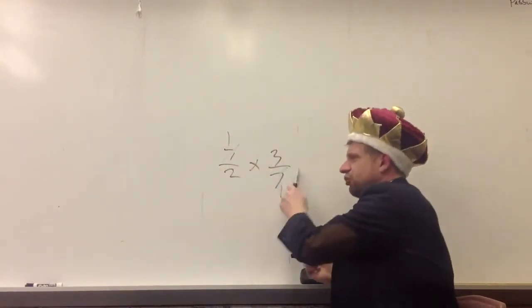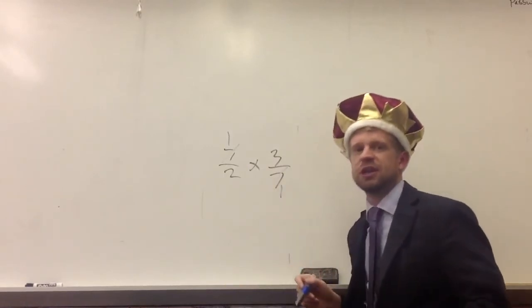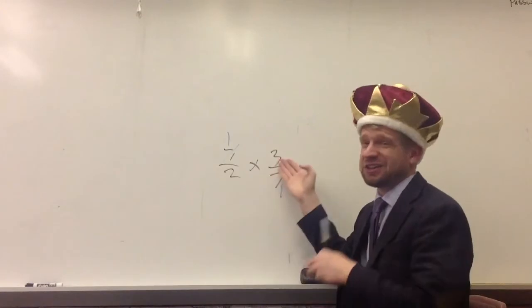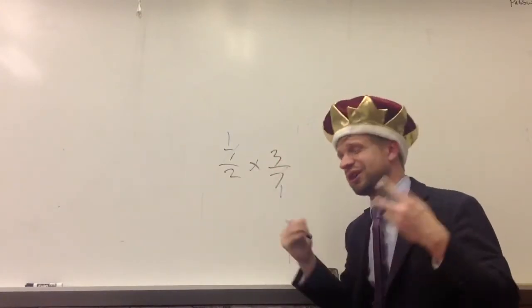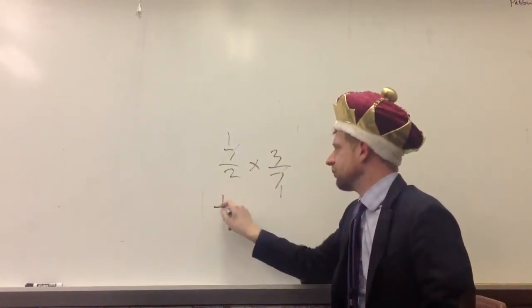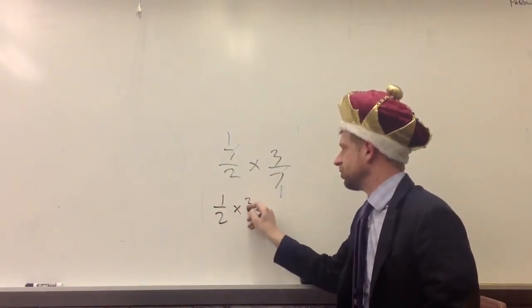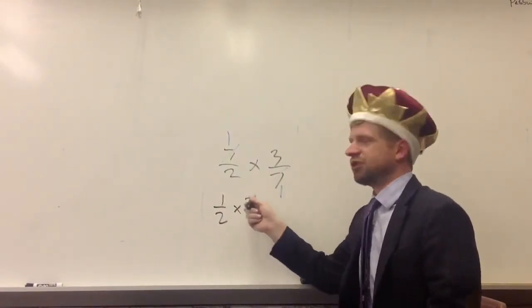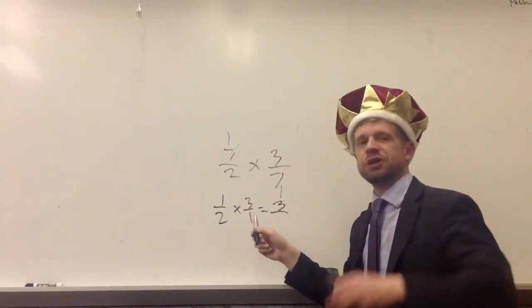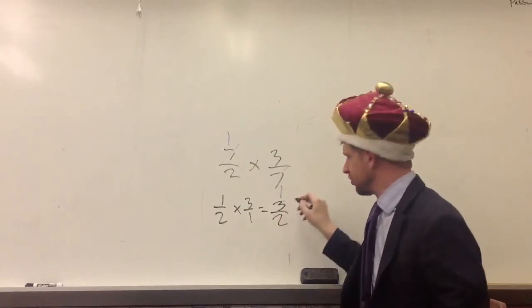Alright, can I cross cancel 2 and 3? No, I cannot cross cancel 2 and 3, because 2 can't go into 3 and 3 can't go into 2. I have to leave them alone. But I have to rewrite this. So it becomes 1 over 2 now, times 3 over 1. 3 times 1 is 3. 2 times 1 is 2. So I get 3 over 2.